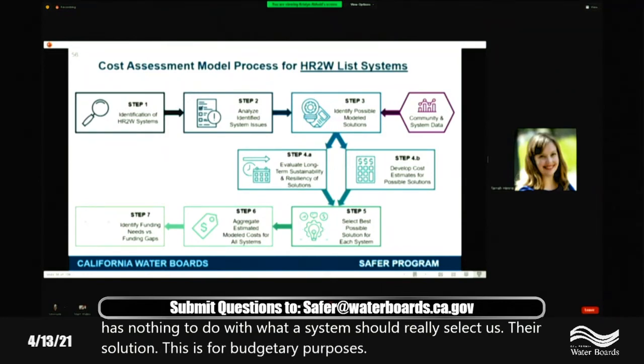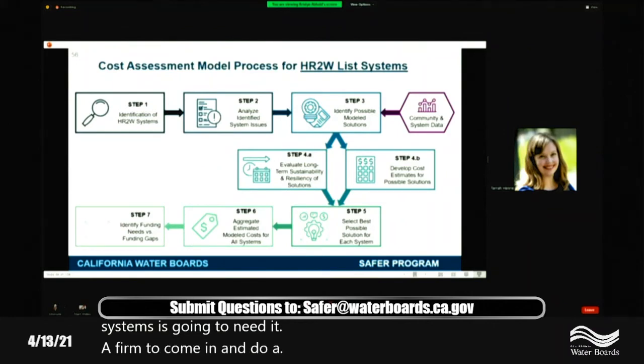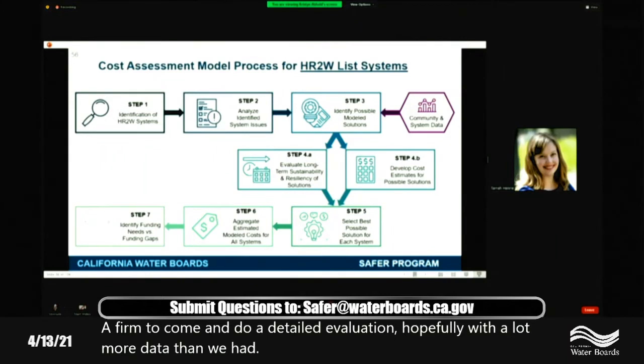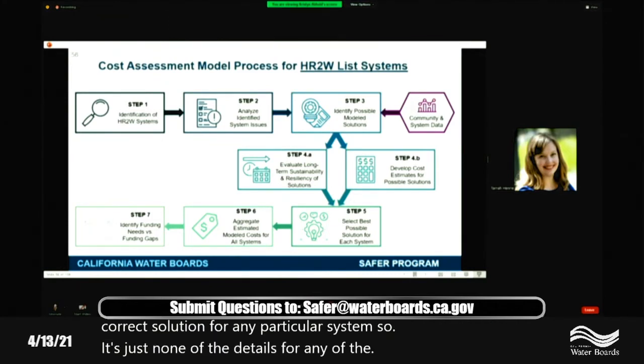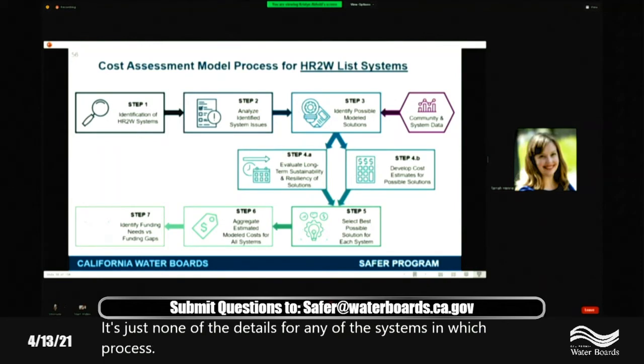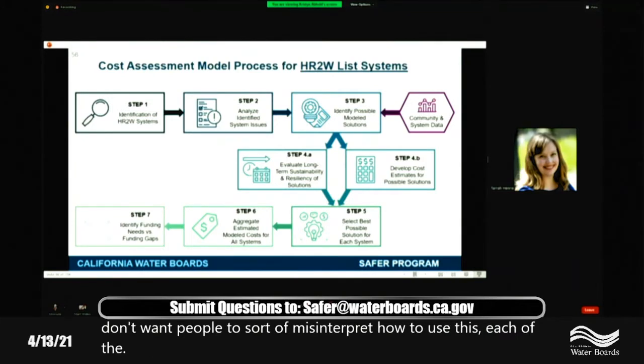Each of these systems is going to need a firm to come in and do a detailed evaluation, hopefully with a lot more data than we had at our disposal, and identify the correct solution for any particular system. None of the details for any of the systems, in which process or which solution was selected, is in the report for that reason. We don't want people to misinterpret how to use this. Each of the systems will need a unique evaluation as they have in the past.